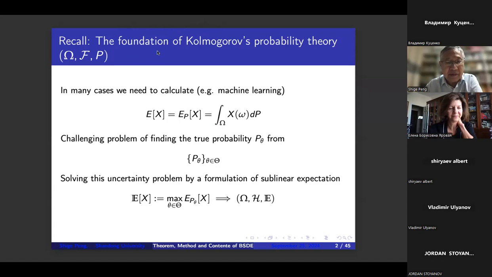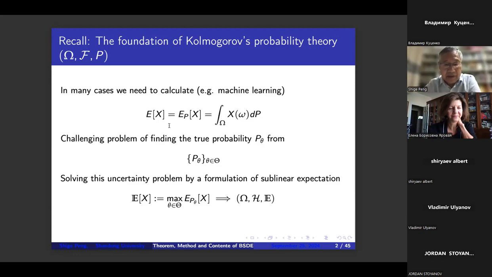We recall that in the foundation of probability of Kolmogorov, given a triple, the probability triplet, and here in many cases we need to calculate the expectation of a random variable, which is thanks to the integral or integration of Lebesgue type.